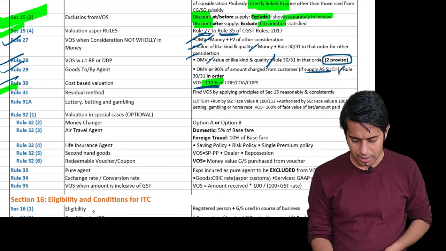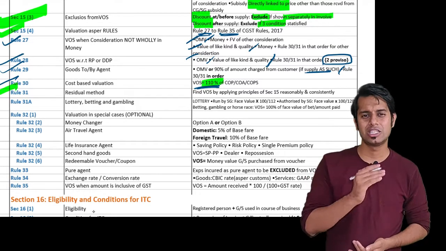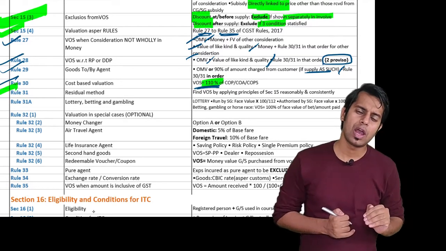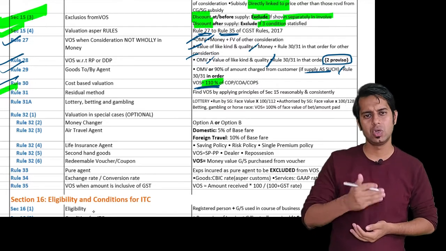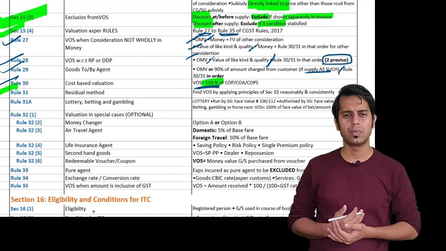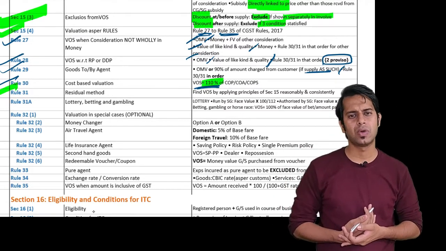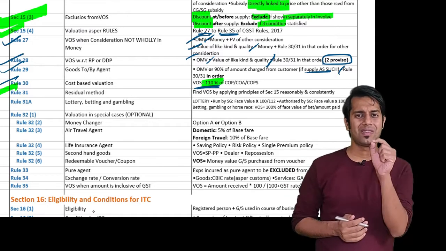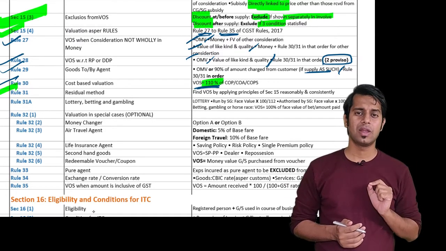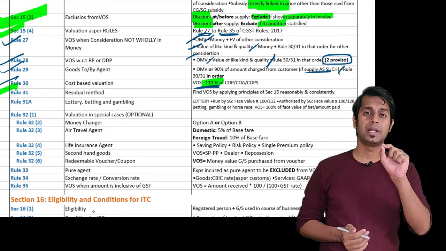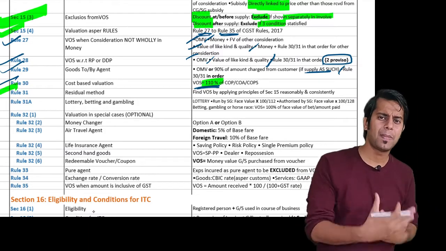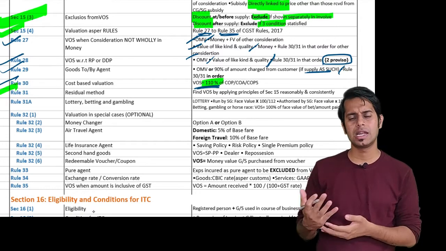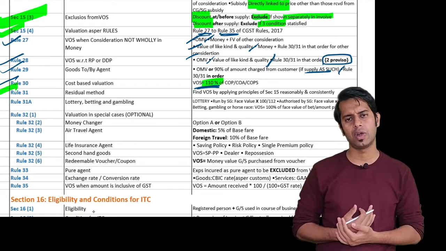Then rule number 31. Rule number 31 is the residual rule. If you are not able to find the value of supply as per rule 27, 28, 29, 30, then come to this rule, the residual rule. What is rule number 31 telling, sir? Rule number 31 is telling the value of supply will be found by applying the principles of section 15 reasonably and consistently.